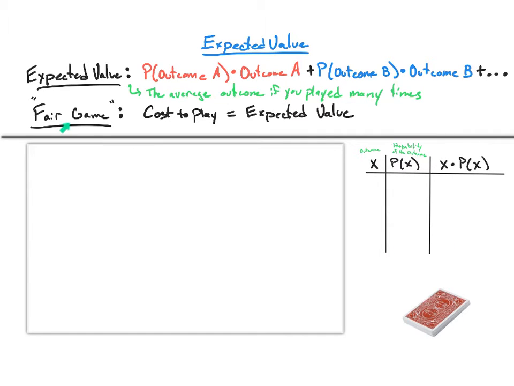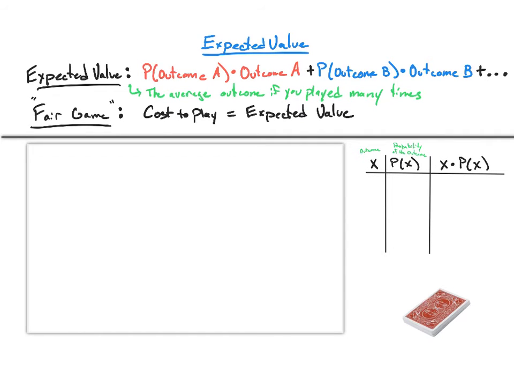Also, a very common question having to do with expected value is whether it's a fair game. And it's a fair game if and only if the cost to play is equal to the expected value. This is a very simple question, and one that students get wrong often. It's not whether it's more fair to you or fair to somebody else. It's only a fair game if the cost to play is equal to the expected value.